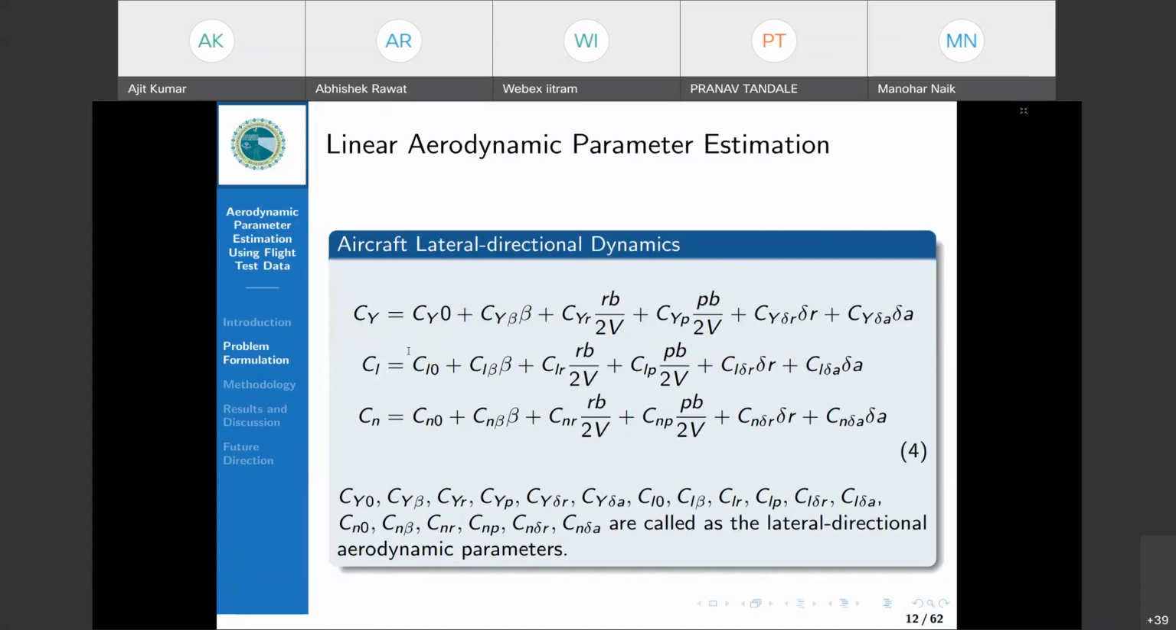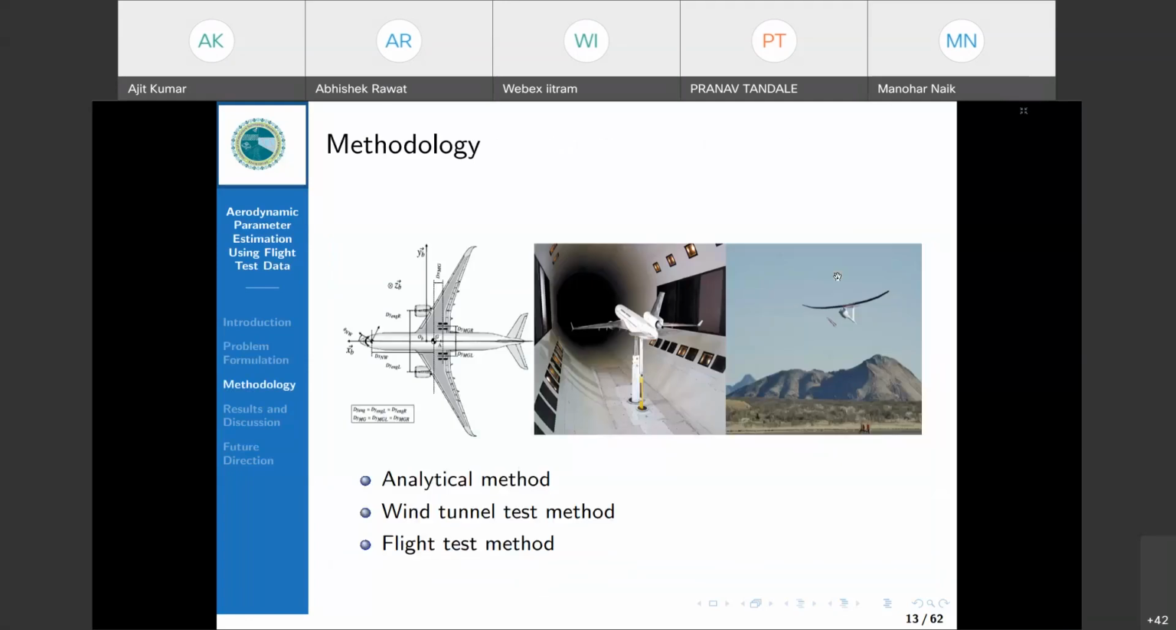So now the problem for lateral directional dynamics could be finding these parameters: Cy naught, Cy beta, Cy r, Cy p, Cy delta r, Cy delta a, etc. Similarly for Cl and Cn. So I hope now we are clear with the problem formulation part. Now immediately these questions will come to mind: when we know the problem formulation of the system, how do we solve it, how do we find these aerodynamic parameters?